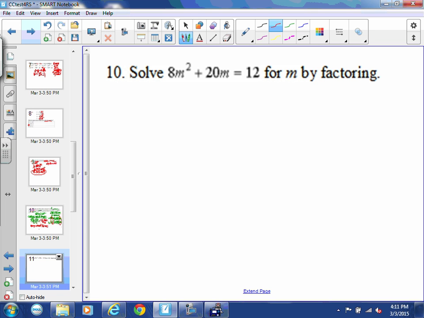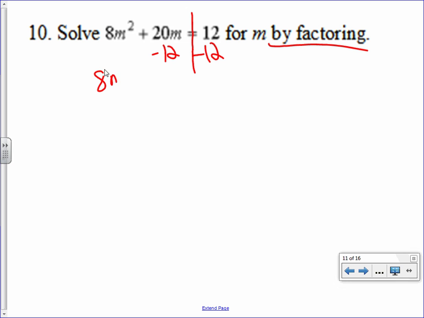Solve for m. It even tells you how to do it by factoring. Let's pretend it didn't say this. It's a little bit of a hint, but I know it's Mr. M squared. He wants to party. Can he party right now? No. 12's got to come over. I get 8m squared plus 20m minus 12 equals 0. Party time. What do they want to do with the party? Bubbles. Bubbles mathematically means factors.